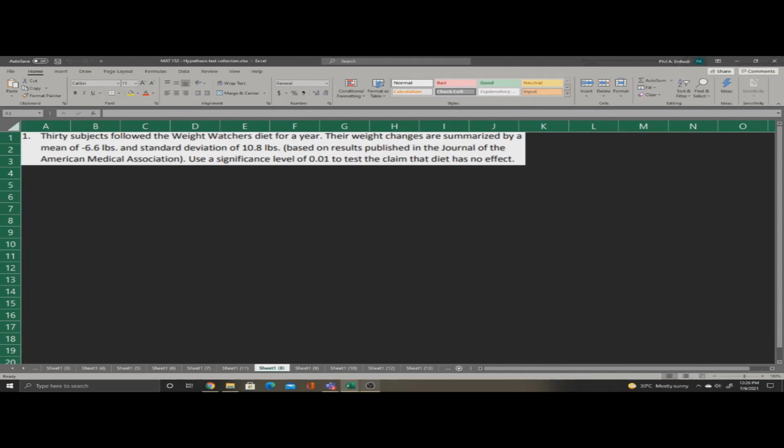In this question, we have another hypothesis test. 30 subjects followed the Weight Watchers diet for a year. Their weight changes are summarized by a mean of negative 6.6 pounds and a standard deviation of 10.8 pounds. Use a significance level of 0.01 to test the claim that the diet has no effect.